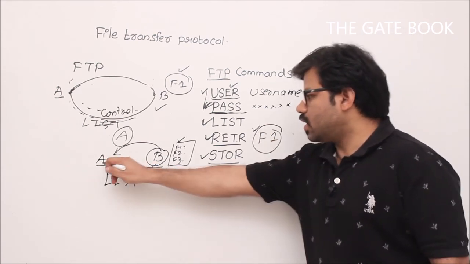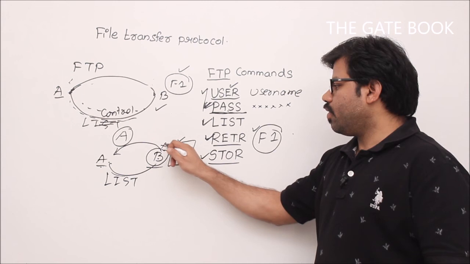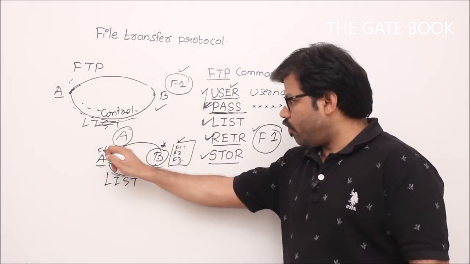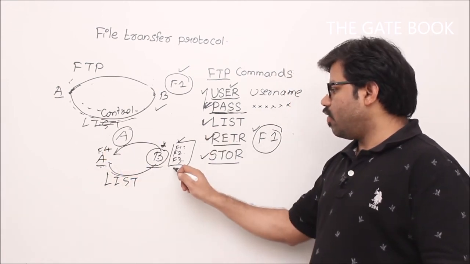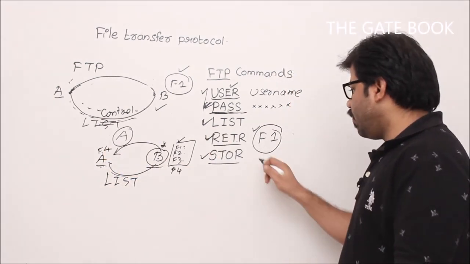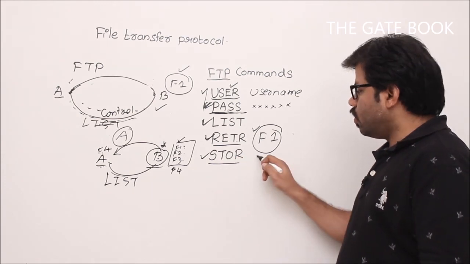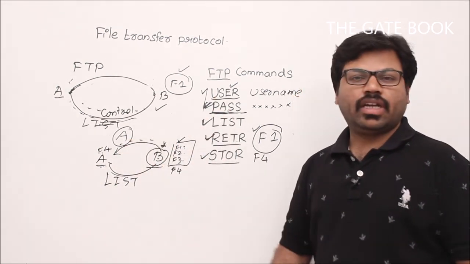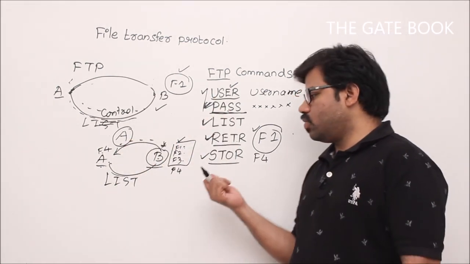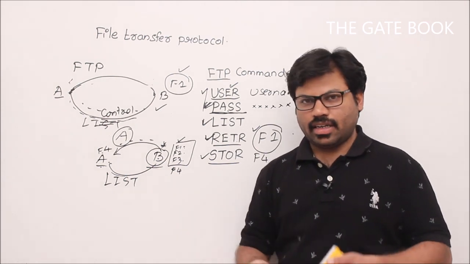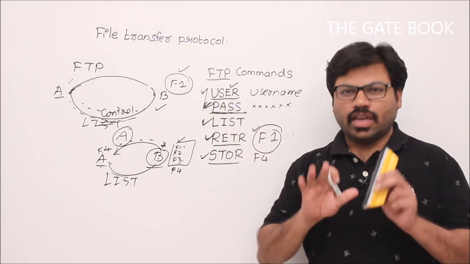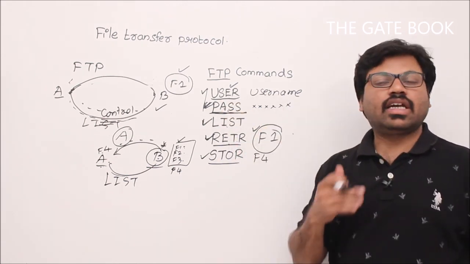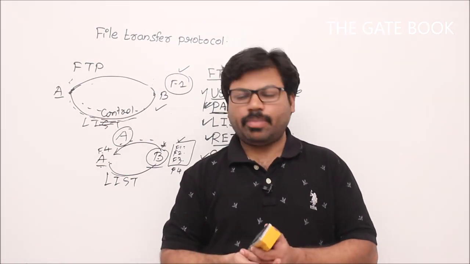Second one, the same person A wants to store a file at B. For that he will send this command. Example, let's say A wants to send a file F4 to B, and he wants to store it in the current directory. Then he will write store file 4, and he will send it. Whenever he sends that information, B automatically understands that A wants to store some data in the current directory. In that way various commands can be used. Remember these commands now: user, pass, list, retrieve, store. These are the various commands we use in the FTP protocol.